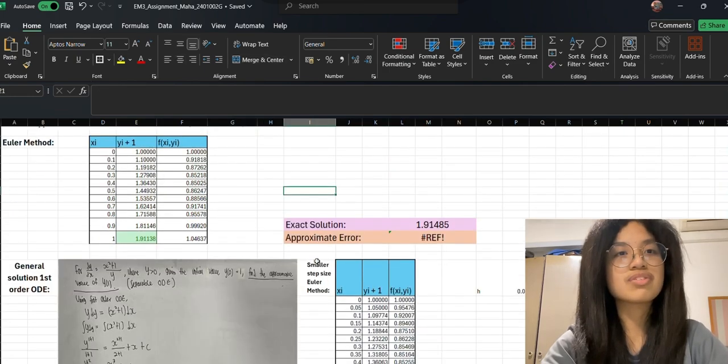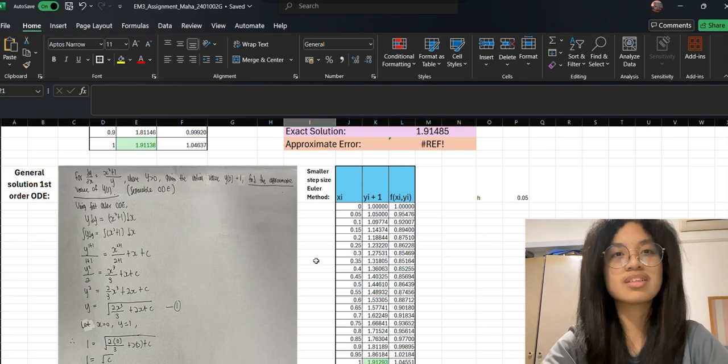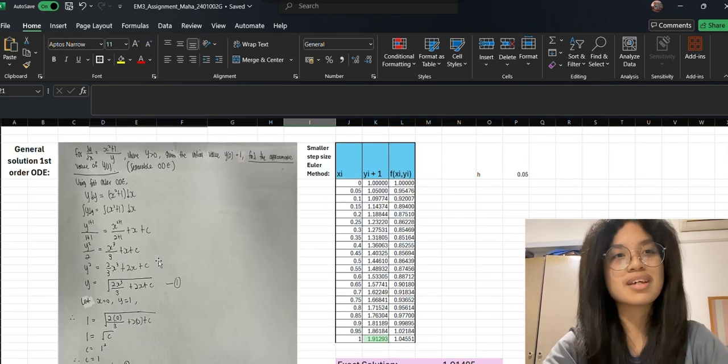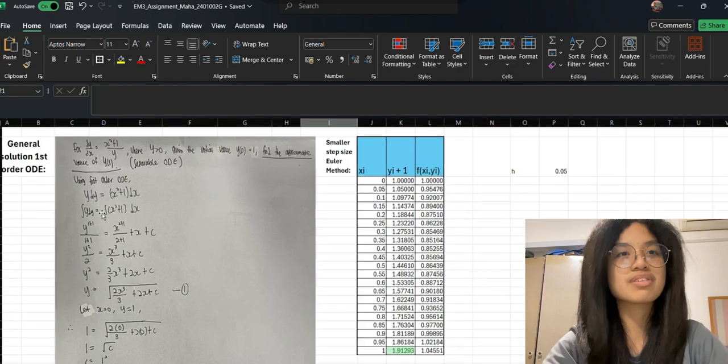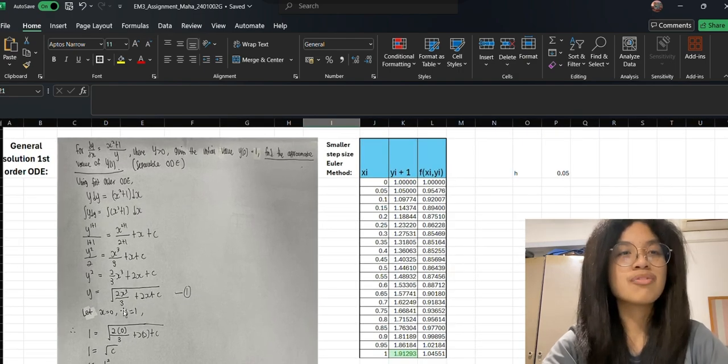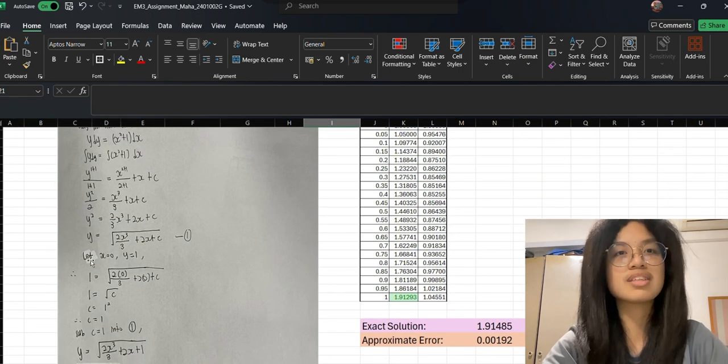For the third part of this video, I will need to find the exact solution of the IVP using the general solution for a first-order ODE. The first step is to group all y with dy on the left-hand side and x with dx on the right-hand side. Next, integrate both sides and label the equation as 1. Find the unknown constant c by substituting initial values, x equals 0 and y equals 1. Thus c equals 1.